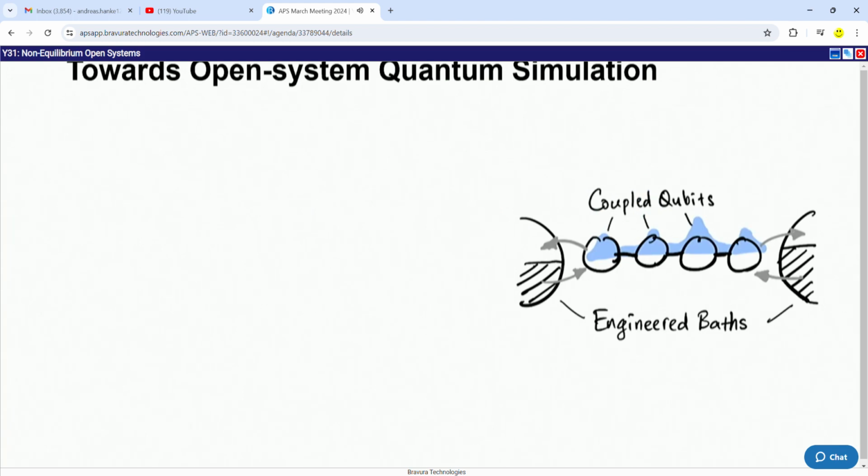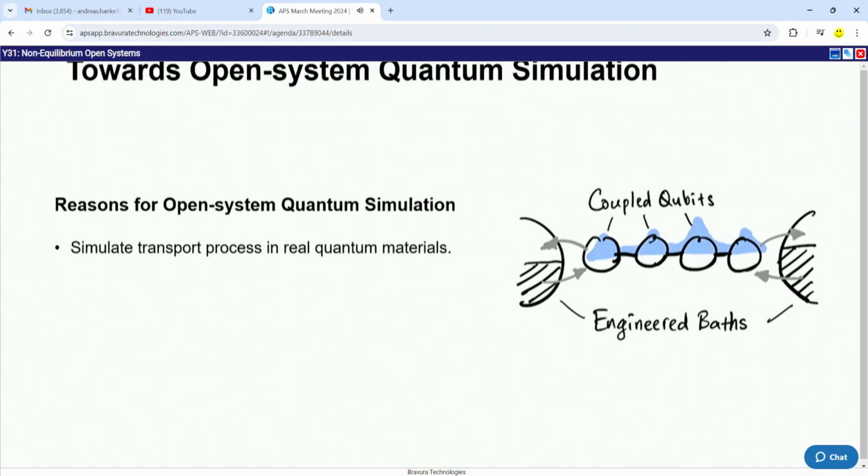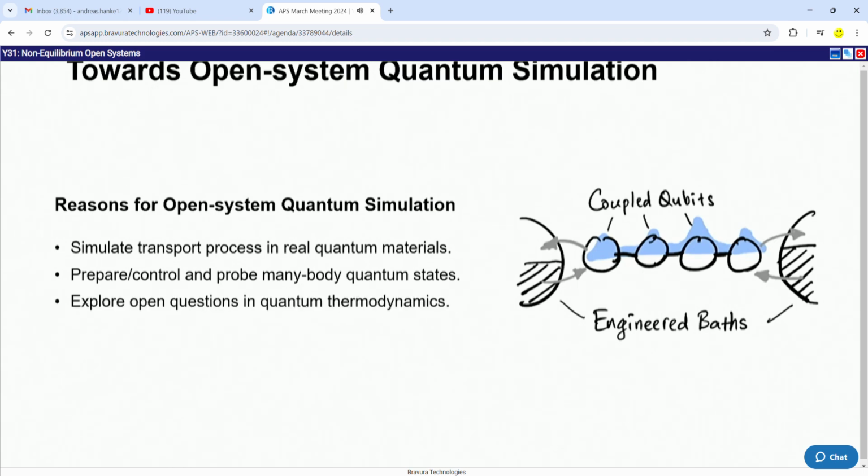So why do we need an open quantum simulator? In the physical world, matter always interacts with its surrounding environment, involving the exchange of particles and energy. To simulate this, we need an open quantum system coupled to engineered buses. It would allow us to simulate transport experiments in real quantum materials, and it can help us prepare and probe some many-body quantum states. We can also use an open-system quantum simulator to explore open questions in fundamental physics. For example, it may deepen our understanding of quantum thermodynamics.